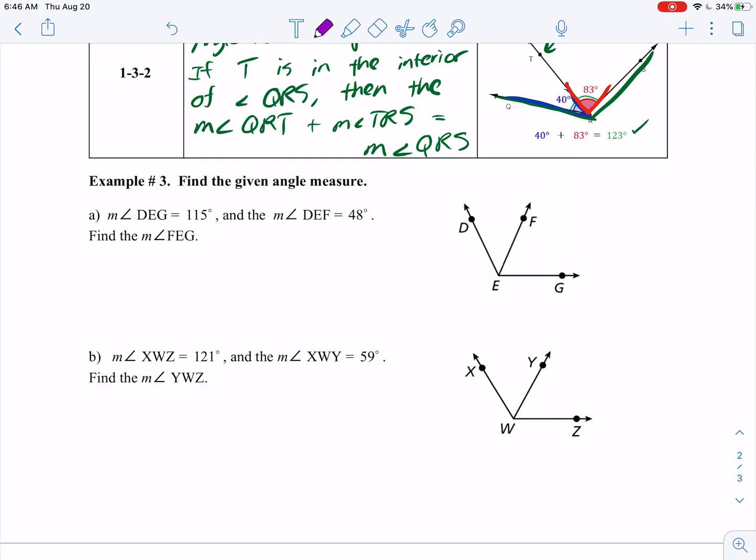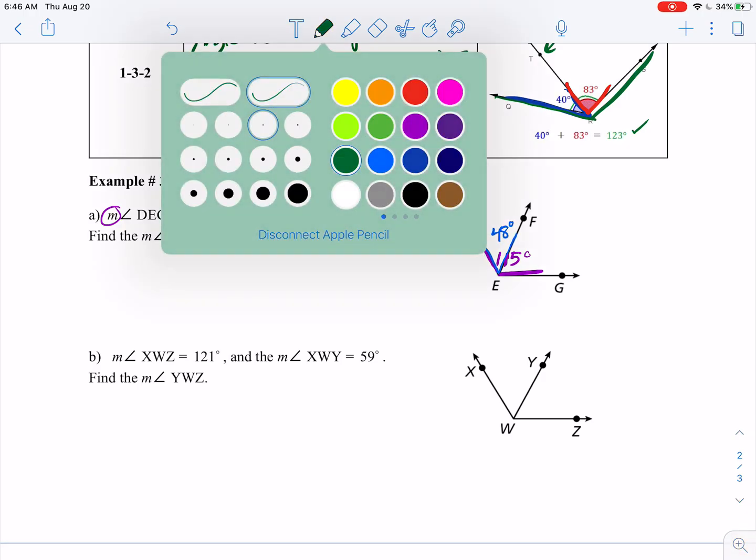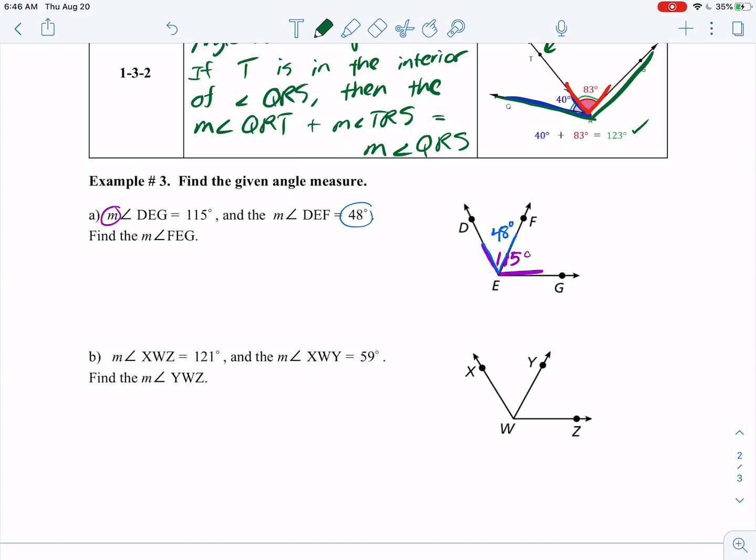For A, you're told DEG. Remember, m again stands for the measure of angle DEG, 115 degrees. Then we are told DEF. DEF is 48 degrees. DEF is right here, 48. I would like to know what the measure of angle EFG is. That would be this angle right here. Well, if you know what the whole angle is, and the smaller angle that's one component of that angle, we could just say 115 minus 48 gets us a measure of 67 degrees.